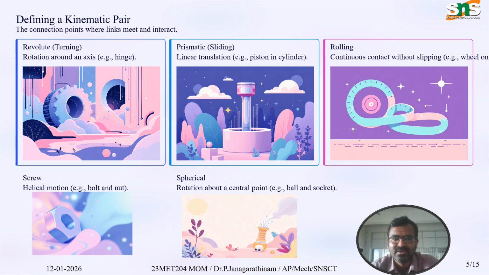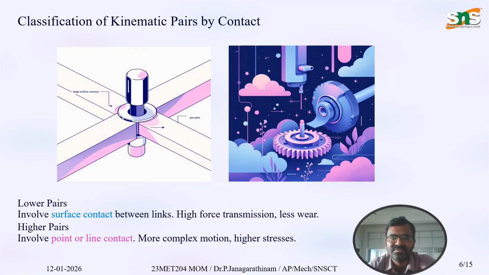These are some of the kinematic pairs. Classified by contact, they are known as lower pair and higher pair. A lower pair involves surface contact between the links, with higher force transmission and less wear. A higher pair involves point and line contact alone, with more complex motion and higher stress. Most probably we choose the lower pair, because surface contact is very essential for developing mechanisms.